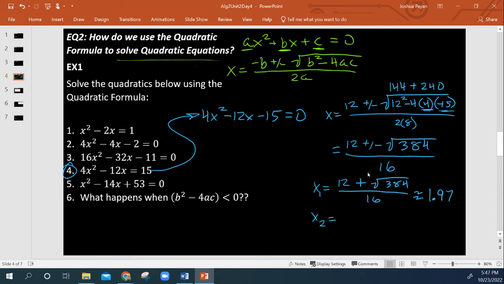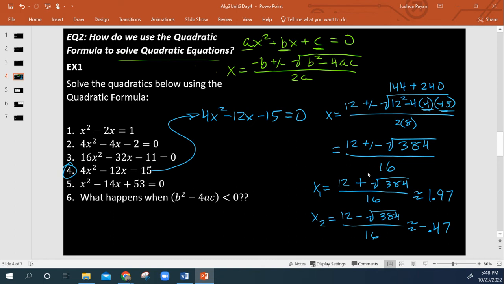Then our second solution is going to come from 12 minus now the square root of 384, all of that divided by 16. So again, the square root of 384 is about 19.60. And we're now going to take that away from 12. So that gives us negative 7.59. And we divide that by 16, and we end up with negative 0.47. Okay, and that's all there is to using the quadratic formula. Really simple.